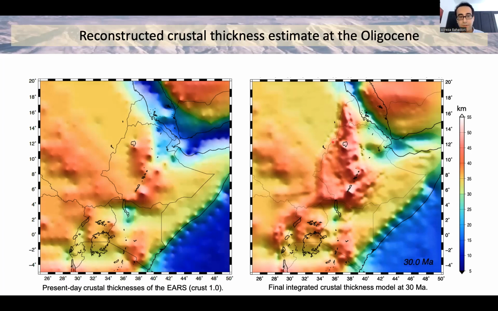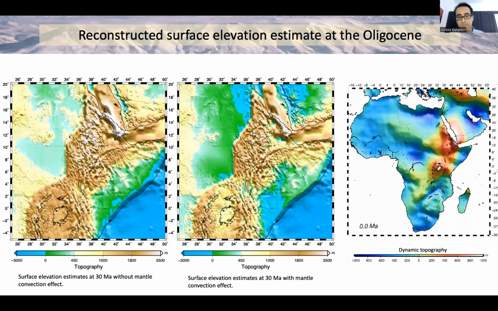So now here on the right, you see the reconstructed crustal thickness structure for the East African Rift System that we have produced. This is for the Oligocene time. And so here we see that the crust was thicker before the onset of extension.